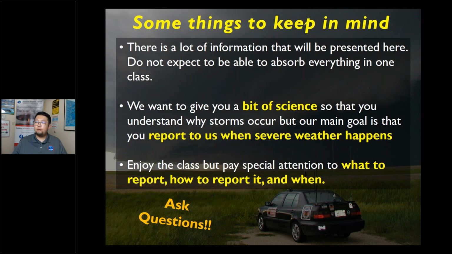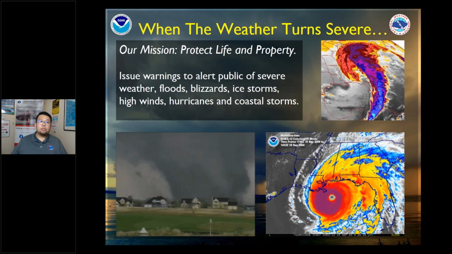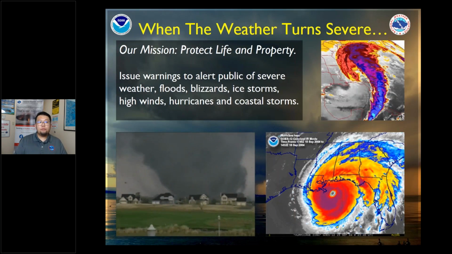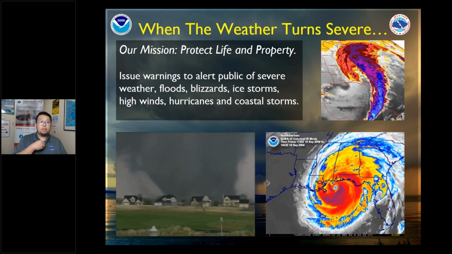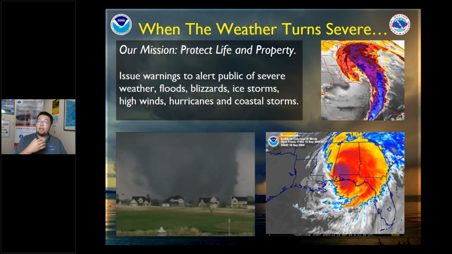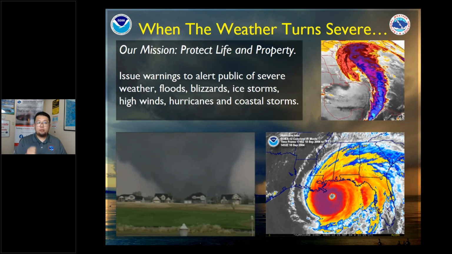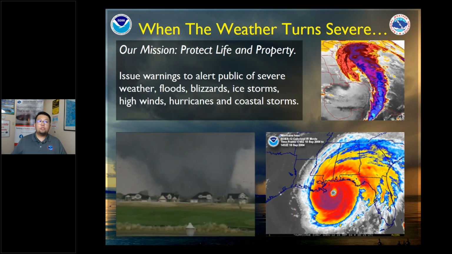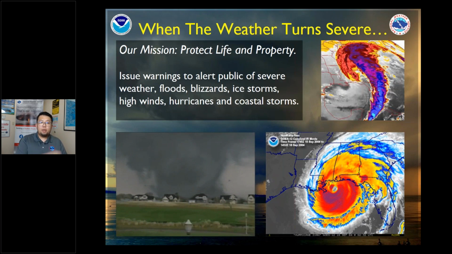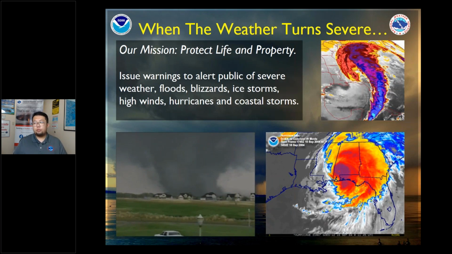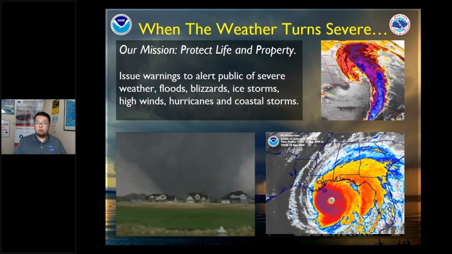So we'll go ahead and move along with the presentation. When the weather turns severe, that's our job. That's where we come into play. When I say we, I mean the Weather Service, as well as the SKYWARN spotters. Our mission together is to protect life and property. Issue warnings to alert the public of severe weather, floods, blizzards, ice storms, high winds, hurricanes, and coastal storms.